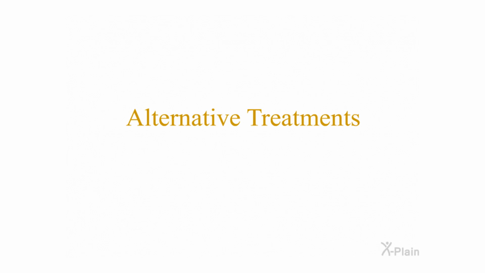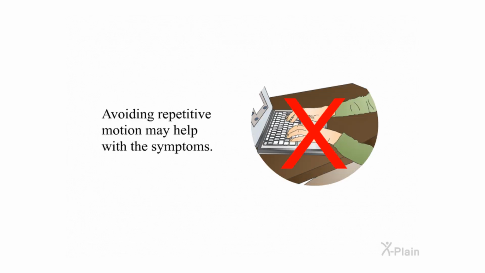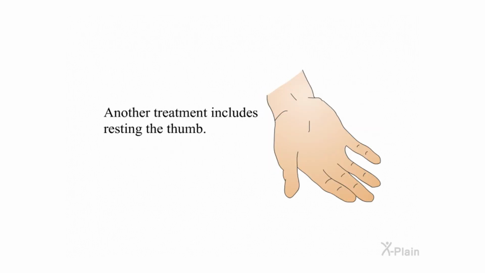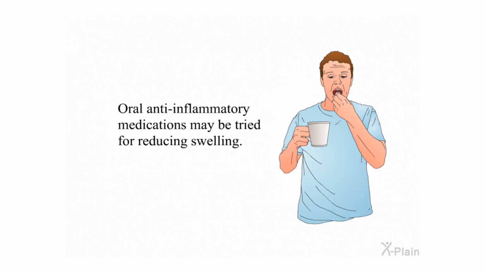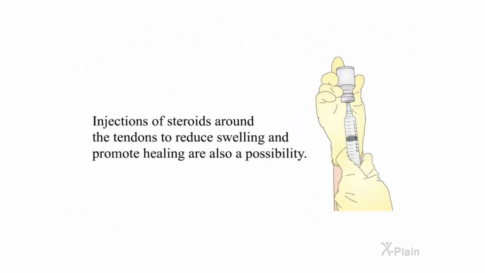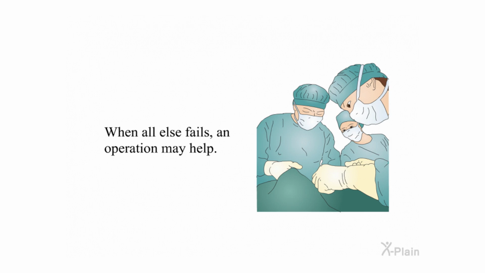Alternative treatments. Avoiding repetitive motion may help with the symptoms. Another treatment includes resting the thumb. Oral anti-inflammatory medications may be tried for reducing swelling. Injections of steroids around the tendons to reduce swelling and promote healing are also a possibility. When all else fails, an operation may help.